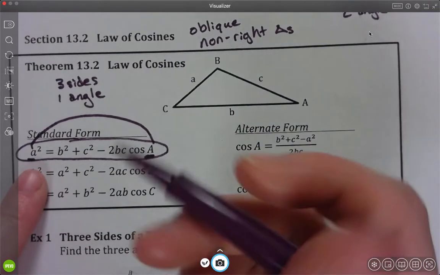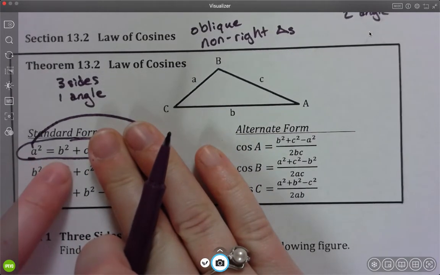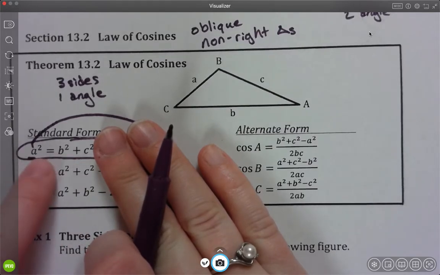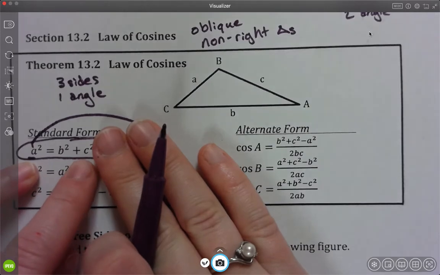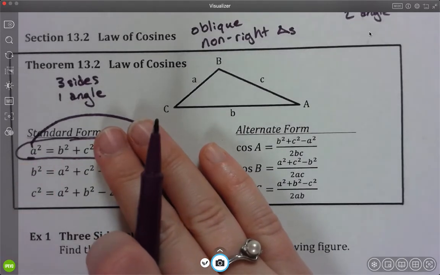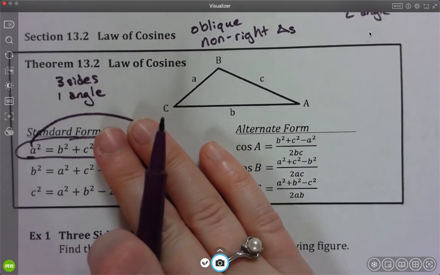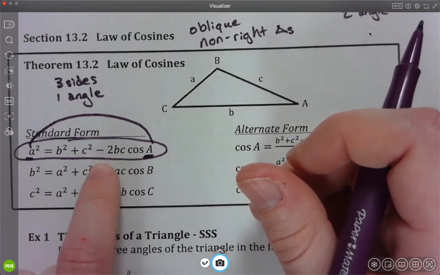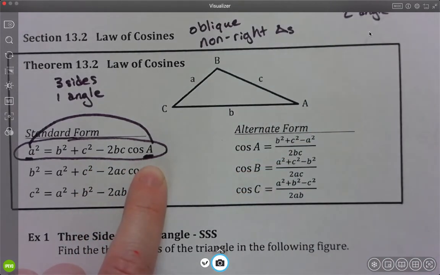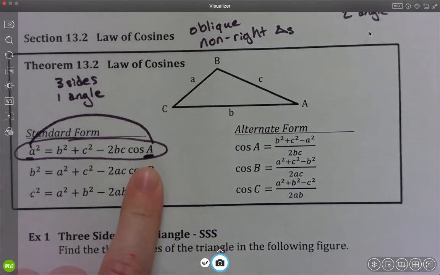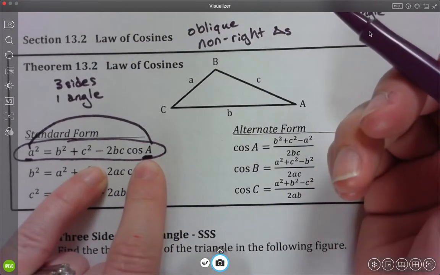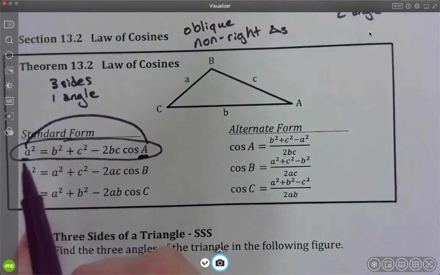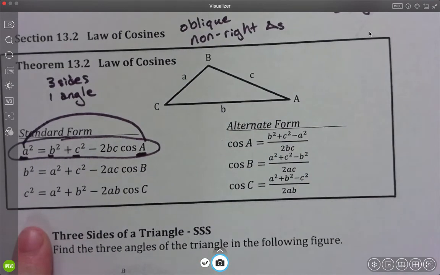If you just look at this first part, a squared equals b squared plus c squared, that's kind of like the Pythagorean theorem, right? c squared equals a squared plus b squared. They've just renamed the variables. But in addition to the Pythagorean theorem, we have to do minus 2bc cosine of A, because the Pythagorean theorem only works for right triangles. So this accommodates the fact that we're dealing with a triangle that's not a right triangle, okay? So three sides, one angle. Here are my three sides, a, b, and c, and then my one angle is A, okay?